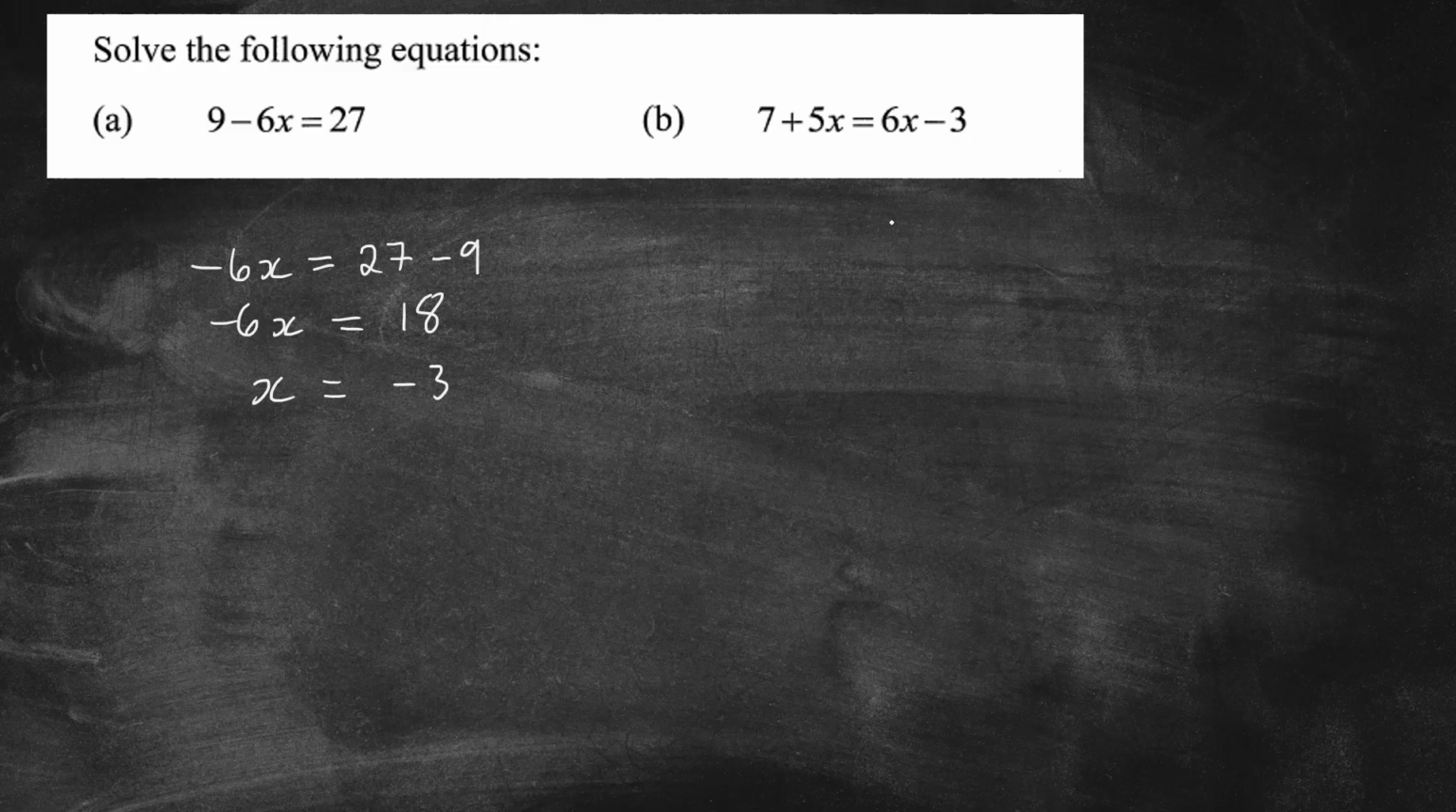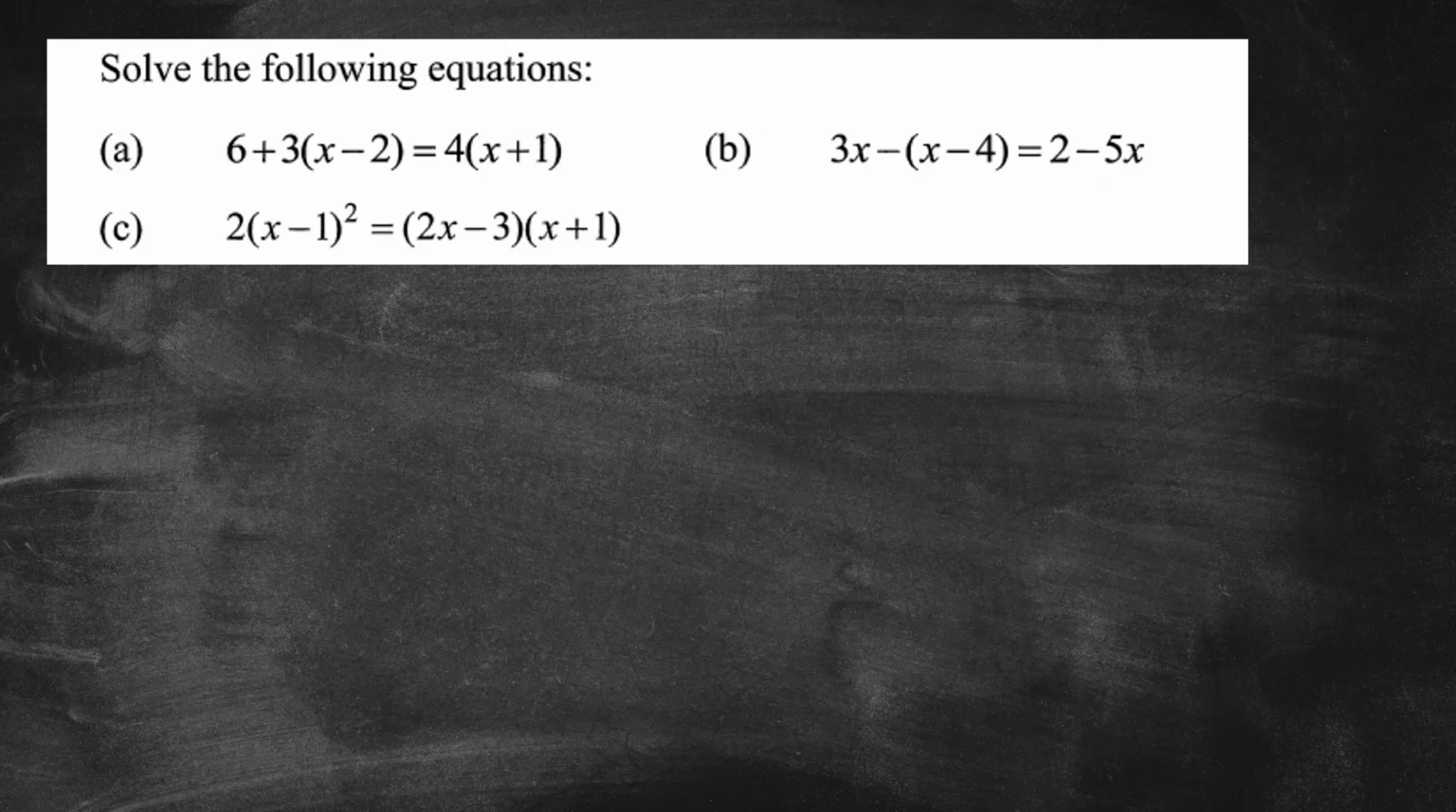And then for b, we've got 5x on the left-hand side, bringing the 6 over gives us negative 6x minus 3 minus 7. When we take the constant to the right-hand side, here we have negative x equals negative 10, so x is equal to 10.